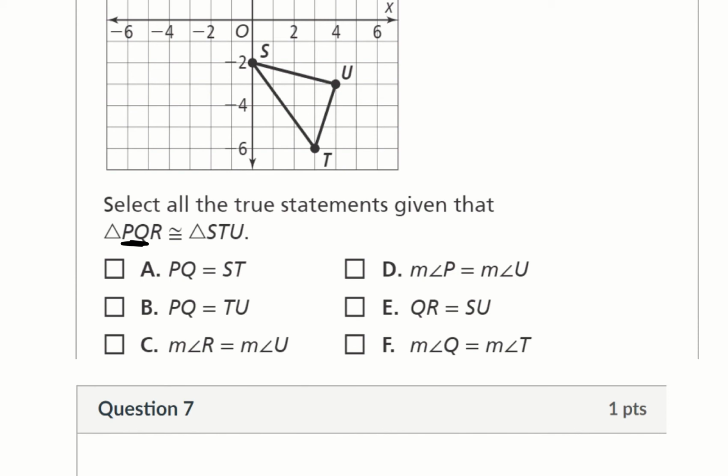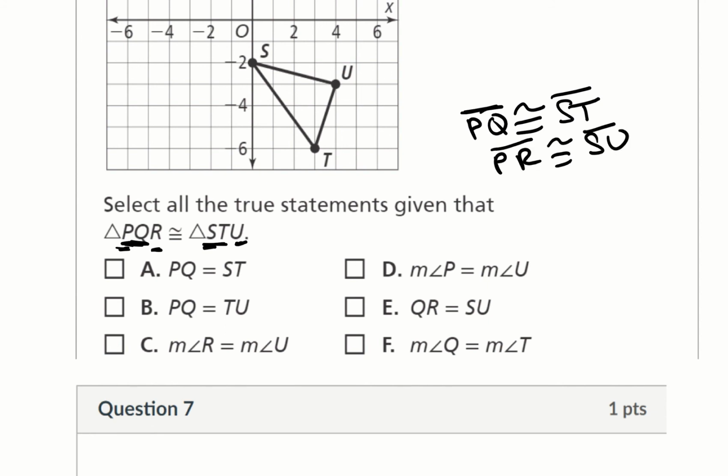We know that line segment PQ is congruent to line segment ST. So that's one statement. We can also say that PR is congruent to SU. As long as you use the correct letters in the right order, it works. So there's a bunch of different statements here. Definitely the first one is true, so we'll go ahead and check that one.